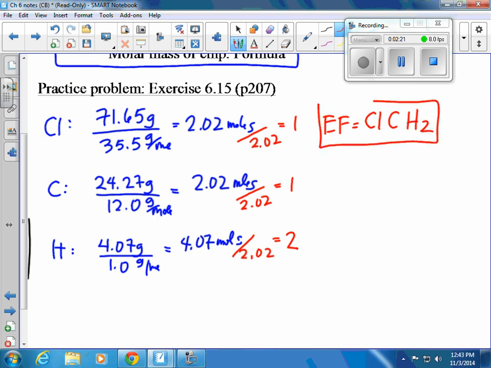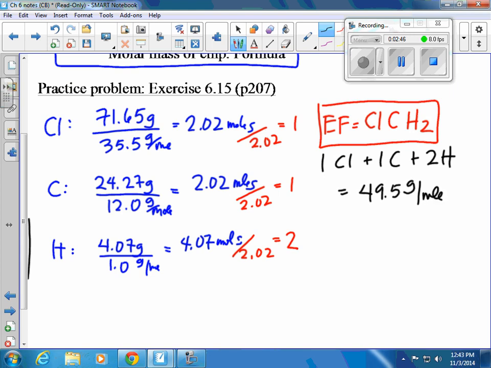Okay, so the first thing that you need to do to go to the next step is to find the molar mass of the empirical formula. So you would add up 1 chlorine, 1 carbon, 2 hydrogen, and you would find that the molar mass is going to be 49.5 grams per mole. You can verify that if you'd like in your calculator by looking at your periodic chart.